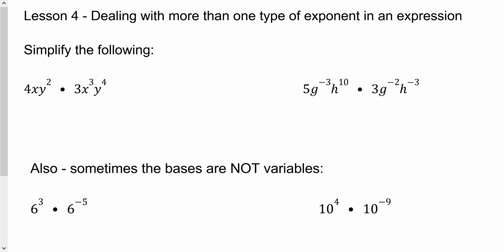All right, folks. Well, this is lesson 4, dealing with more than one type of exponent and expression, and I see it and I go, typo, a different type of variable. That's what we're looking at in this one. So let's come through here and let's just simplify. What does simplify mean? Well, simplify means that you kind of clean up the problem like you would a dirty room. Does that sound right?